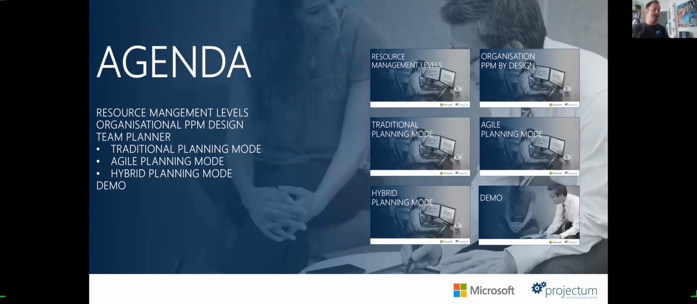And then we will look into the actual tooling where we can actually do the resource management on all the different levels. So this is looking at the team planner, which is an add-in from Projectum, looking at traditional planning, agile planning, and hybrid planning mode. And then I will do a live demo in the system. So what can actually go wrong?